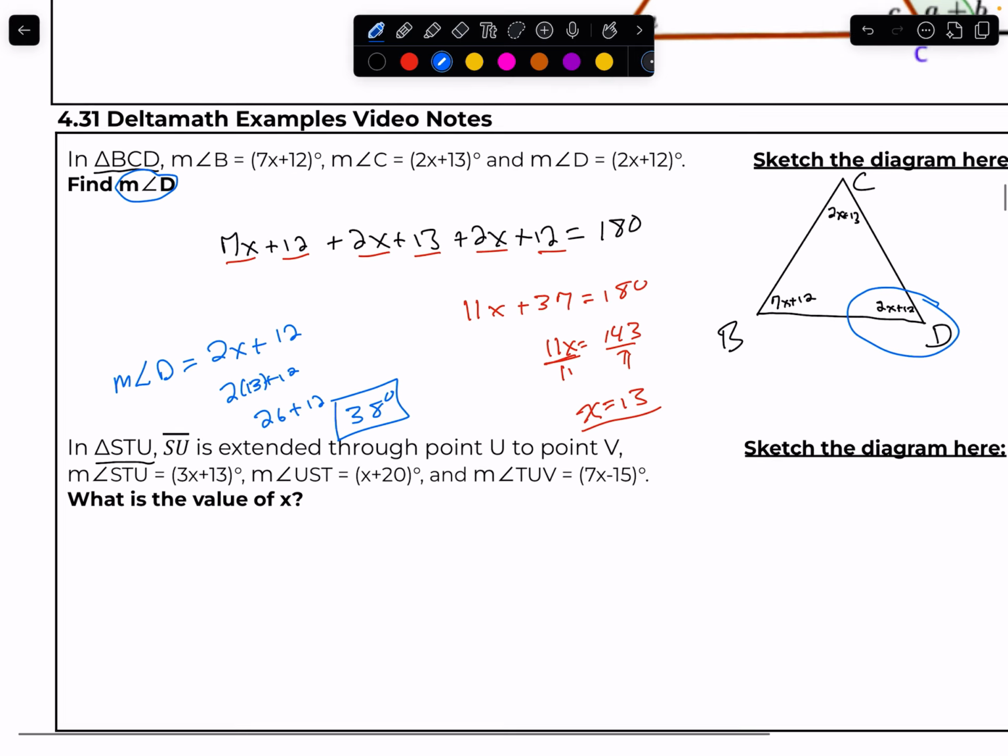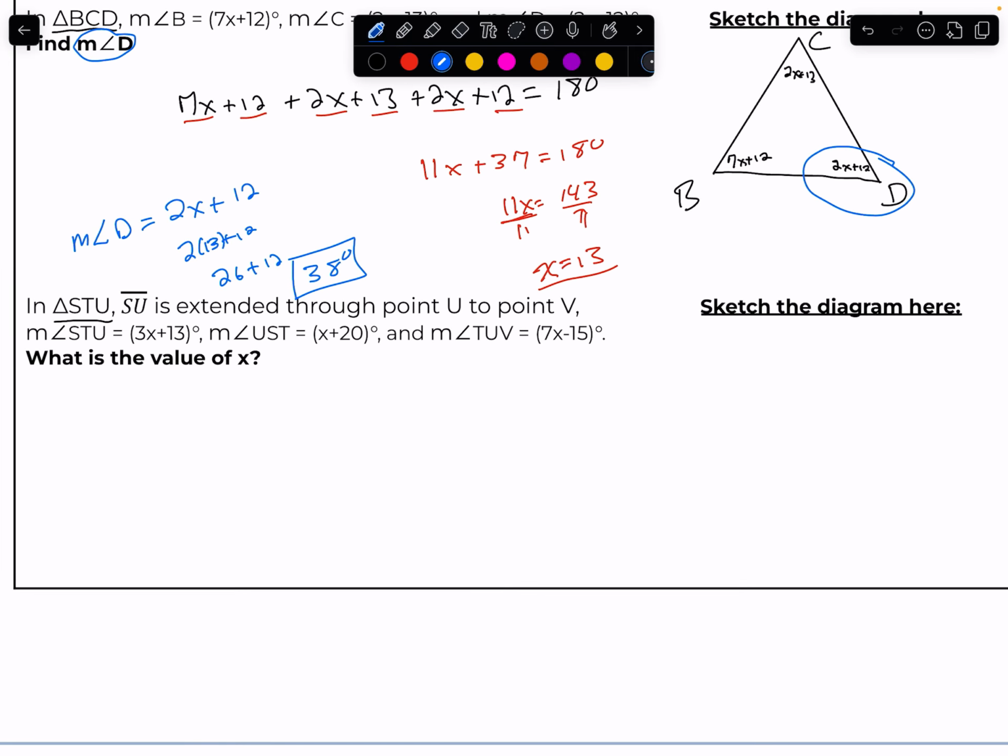Okay, now looking at this next example, if I've got triangle STU, I've got triangle S to T, and then down to U, and then let's connect them and label that triangle. I've got S to T to U, right? It says that SU is extended through to point V. So SU is extended through U to point V, which gives us an exterior angle, right? So I'm going to start with that one because I'm going to say T to U to V. So T to U to V is 7x minus 15.